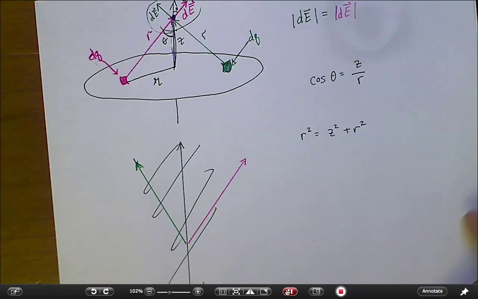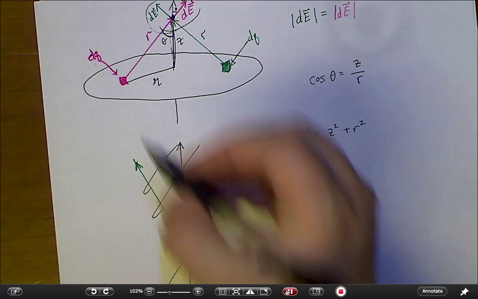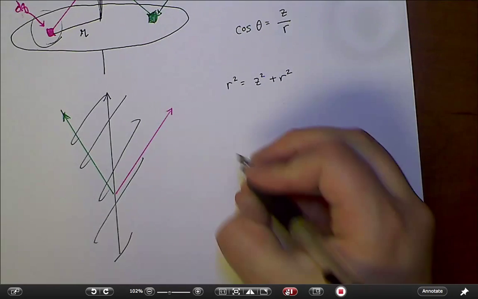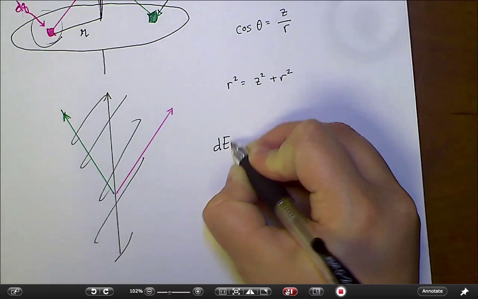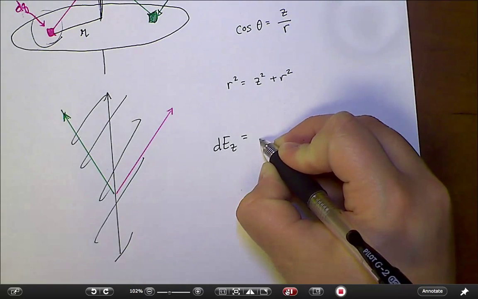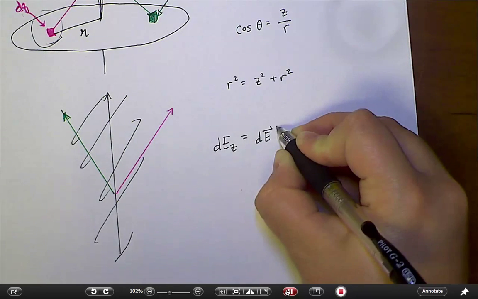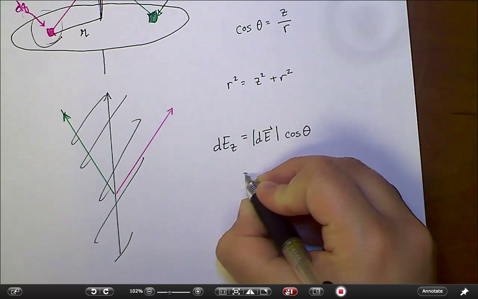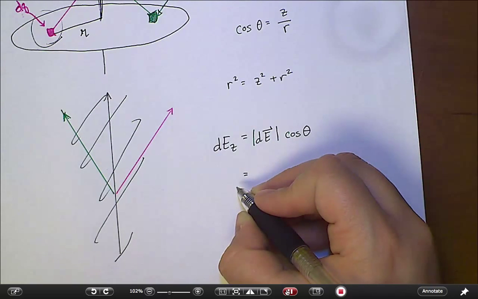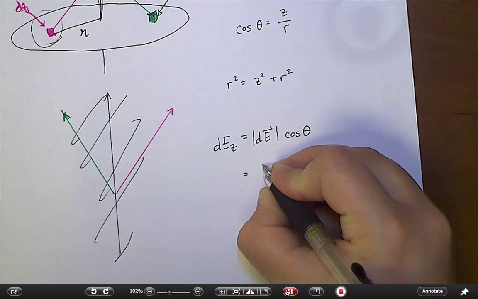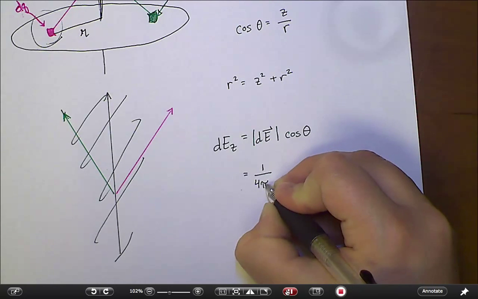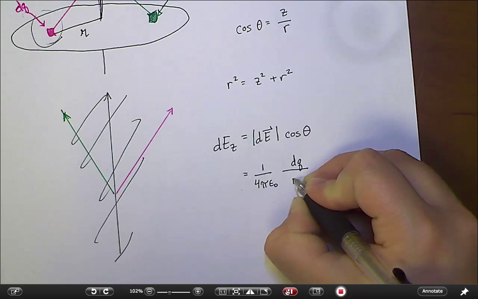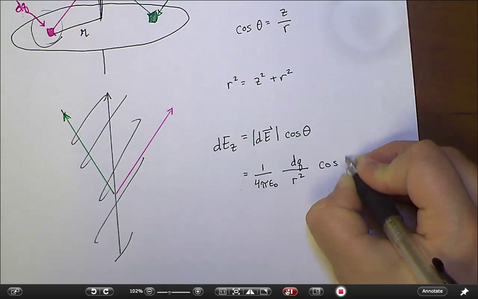So now let's find the electric field due to this little point charge dq. The electric field will be dEz, which is the magnitude of dE times cosine theta. This is a point charge. It's a little bit of charge, so we can treat it like a point. That means the magnitude of the electric field is 1 over 4 pi epsilon naught times the charge dq over the distance squared times, then of course, our cosine theta.